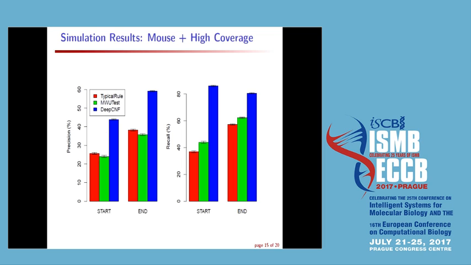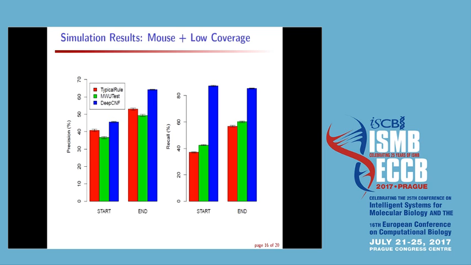This result shows the simulation for mouse species. This is high coverage, and this is low coverage. You can observe a similar pattern to the human simulation. So this shows that the model trained on human simulation data can also work pretty well on mouse species.